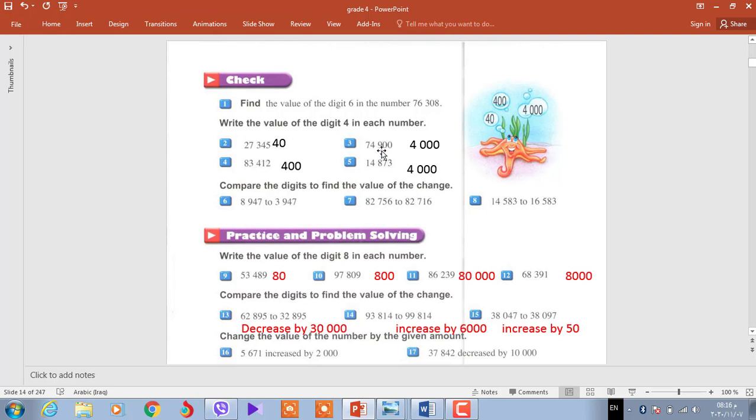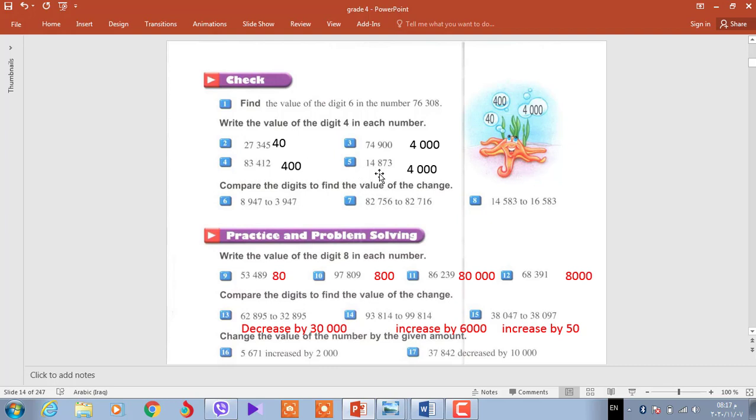Okay. In practice 3 also we have ones, tens, hundreds, thousands. So the place value of 4 is in thousands. So we have 4,000, dear student. In practice 4 we have ones, tens, hundreds. So the place value of 4 is 400. We have 400 because it is in the hundreds place, dear student.